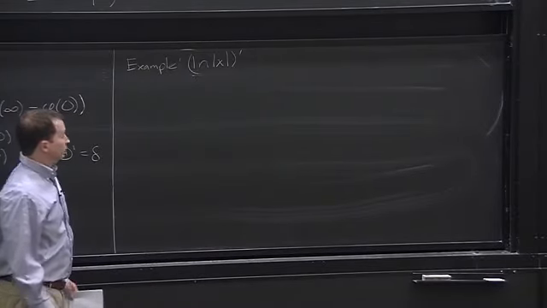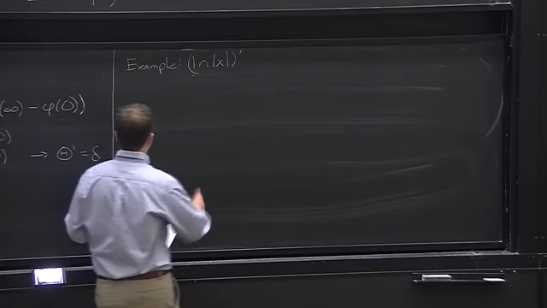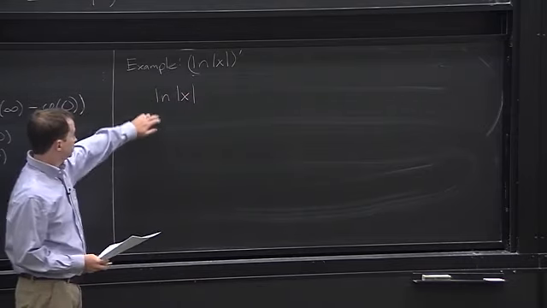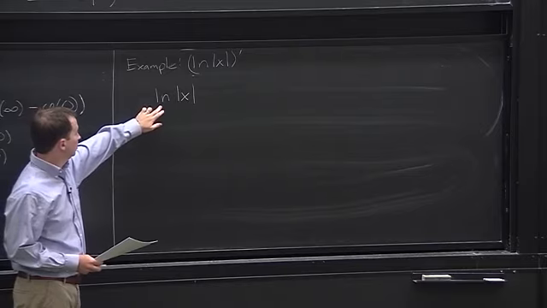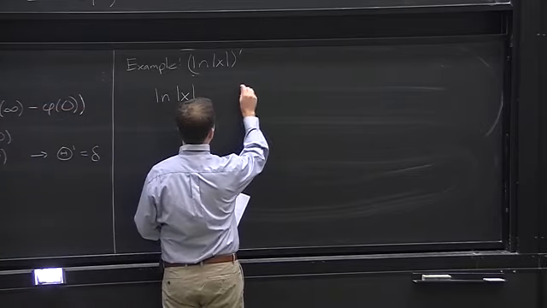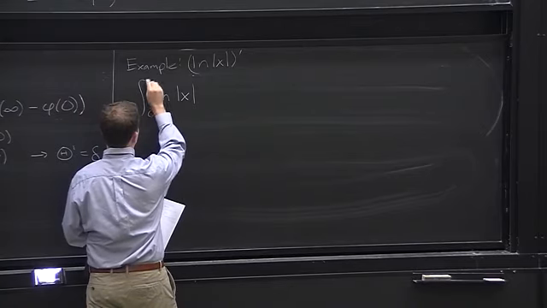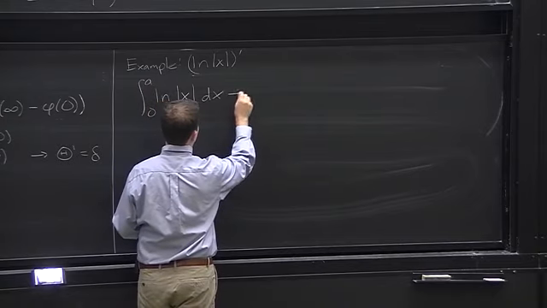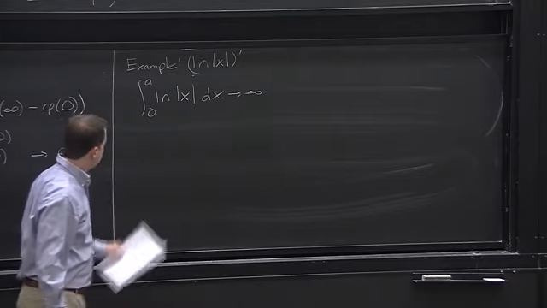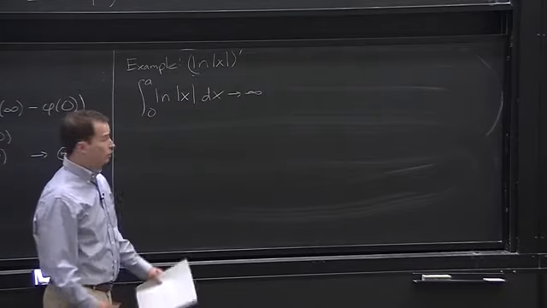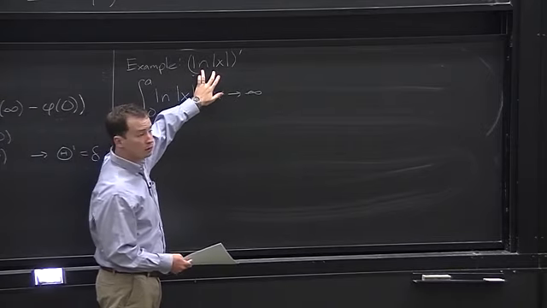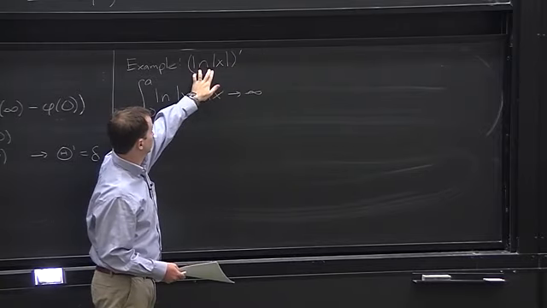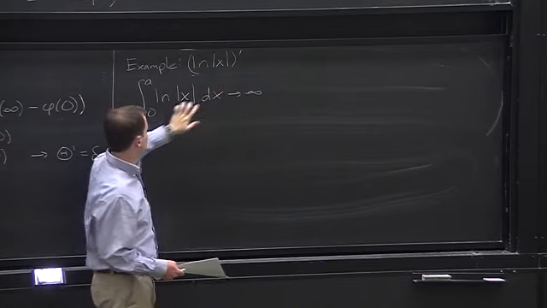Try to compute the derivative of this distribution. The first problem we encounter is that this function, the log of the absolute value of x, is not locally integrable, because the integral from 0 to a of this diverges. So in order to even define what this weak derivative is, we first need to define what we mean by the distribution ln of x.